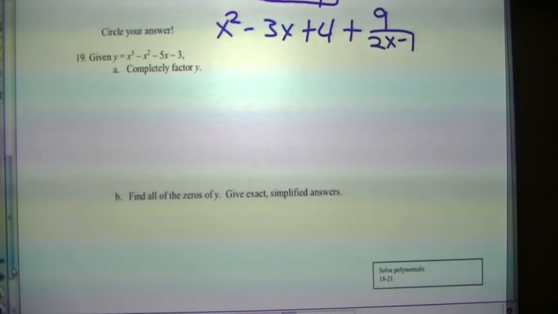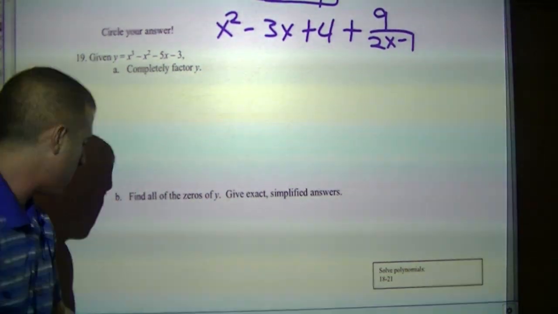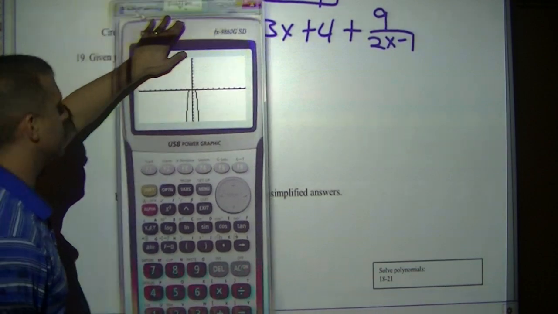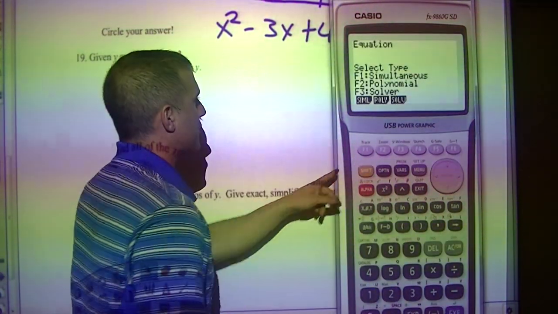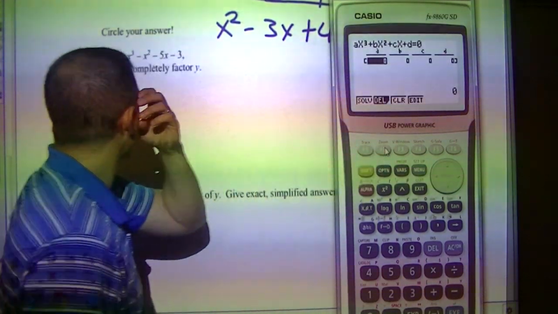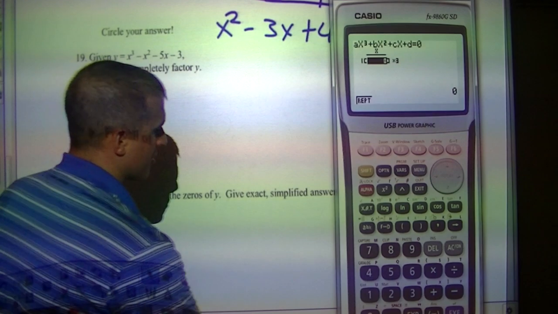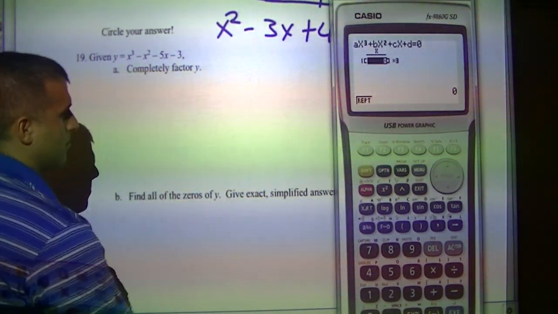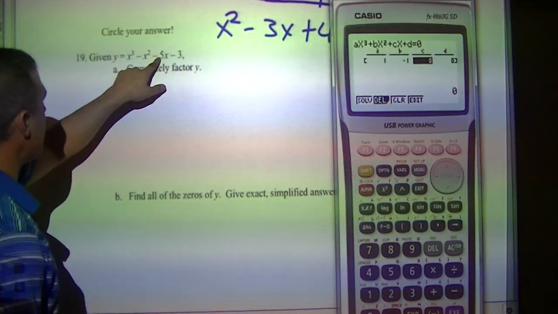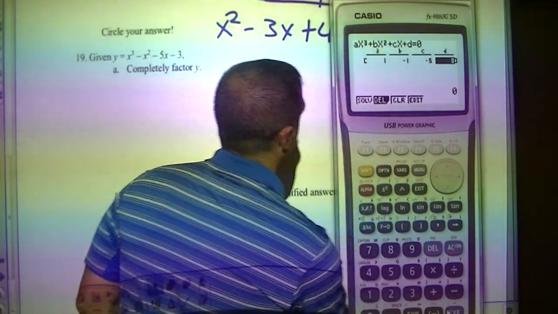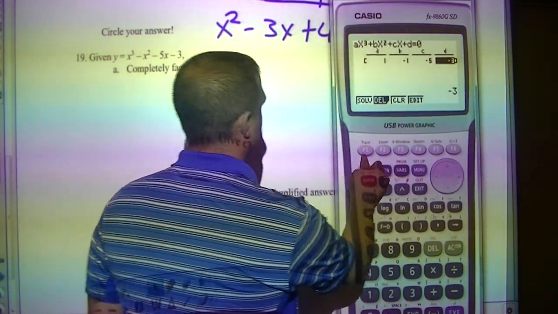It says completely factor. Okay? All right, state and then find all the zeros. So what I'm going to do is I'm going to go to menu and equal. I'm going to see if I can find any of the zeros. So my polynomial at degree 3, all right, I'm going to type in 1. The x squared term is negative 1. Oh, whoops. Is negative 1. My x term is negative 5. And my term over here is negative 3. And I'm going to solve.